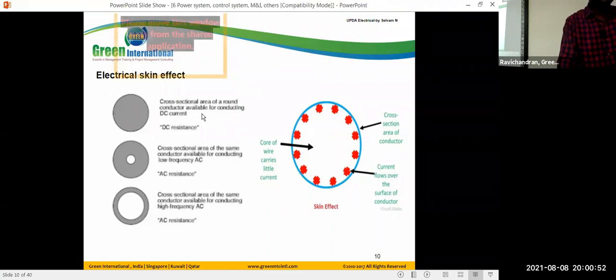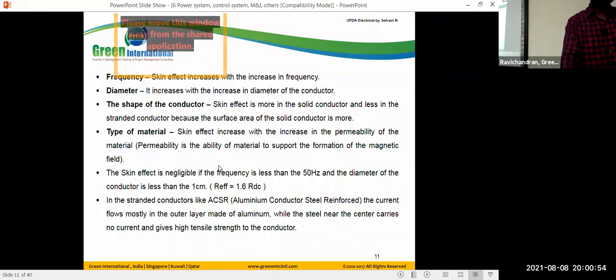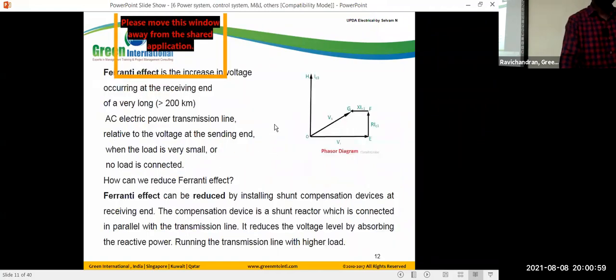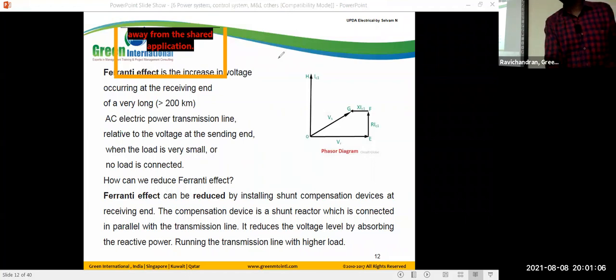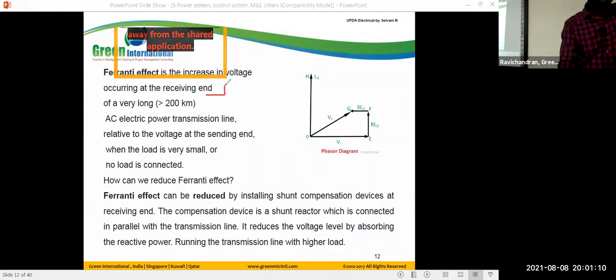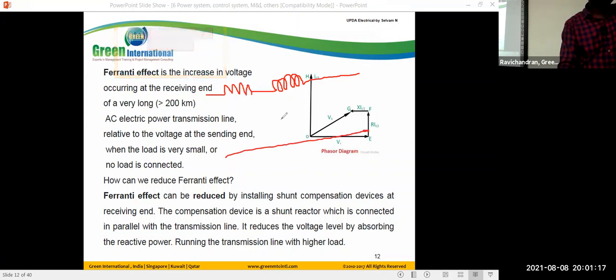That information we need to remember. Next, another important thing is the Ferranti effect. So this is the sending end voltage Vs. This is the receiving end voltage. Here we are connecting the electrical load.